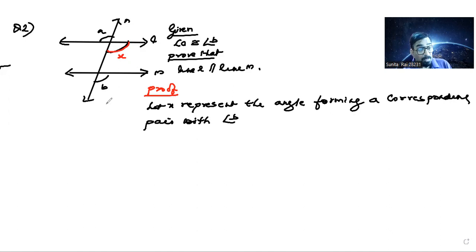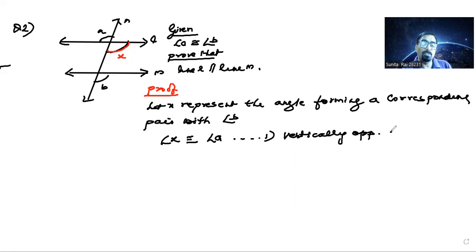But we do not know that X and B are congruent. So how will X congruent to B come? Look at X, what is X congruent to? X is congruent to A, children, because vertically opposite angles are always congruent. Now the moment you wrote this, X congruent to A, look at A. What is A congruent to? A is congruent to B, which is given, children. So you see transitivity here.